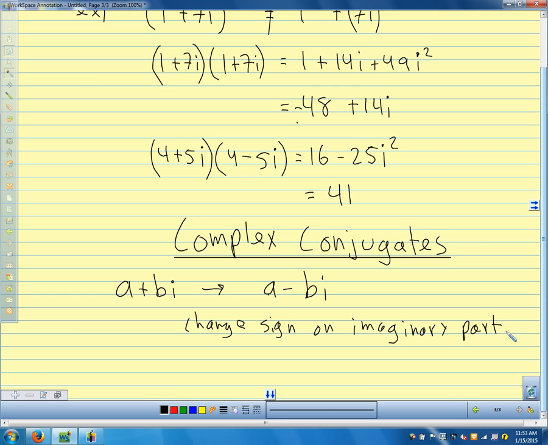And complex conjugates are important because of this property. When I multiply a complex number by its conjugate, I end up with a real number. So we end up using complex conjugates when we divide complex numbers. So we're good with the concept of a conjugate.